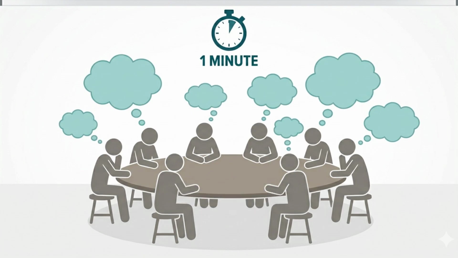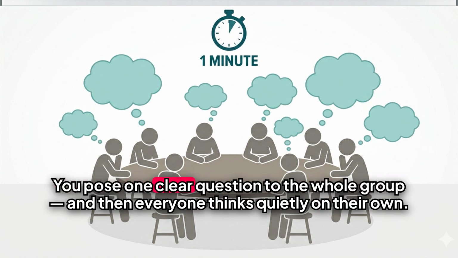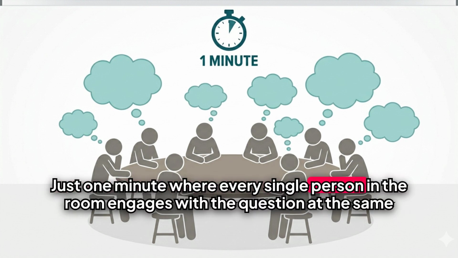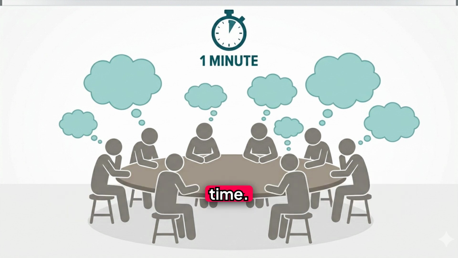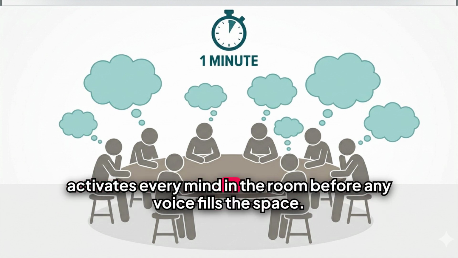Stage 1, 1 minute, silent individual reflection. You pose one clear question to the whole group, and then everyone thinks quietly on their own. No hands raised, no jumping in, just 1 minute where every single person in the room engages with the question at the same time. This single minute does something that 40 minutes of open discussion never does. It activates every mind in the room before any voice fills the space.